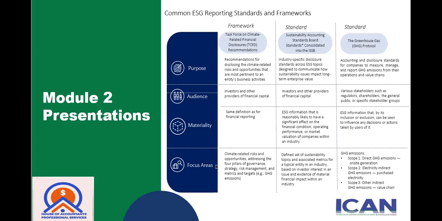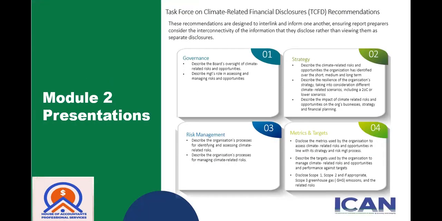But before we move ahead, let's look at the focus areas. The climate-related risk and opportunity, addressing four pillars of governance, which is governance, strategy, risk management, and the metrics and targets. Okay? While the definition of a set of sustainability topics and associated metrics for a typical entity is industry-based, on investor interest in an issue and evidence of material financial impact within an organization. Don't worry, let's go to the next one. We don't need to actually waste much of our time.